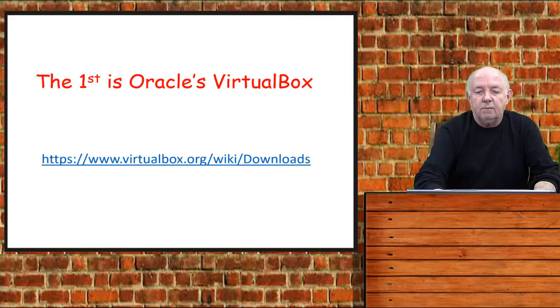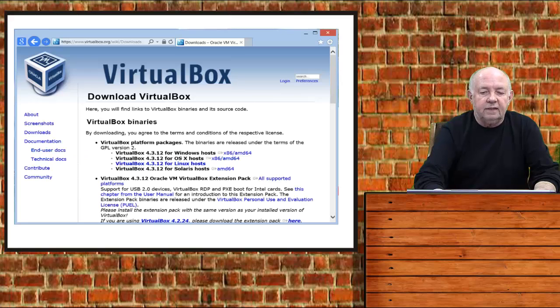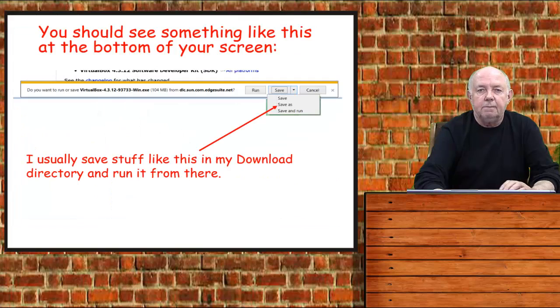The first virtualization software that we're going to talk about is Oracle's VirtualBox. I've got a link here that you can download it, and if you click on the link, it's going to take you to this site. It's Oracle's site, and we want to go to the Windows host, the top one there, and click on that and download it. That will bring up something on the bottom of your screen that looks like this, and you can choose either run, save, or cancel. I usually do a save as and save them in my download directory. That way I can always go back, and if I want to rerun it, or take it off and put it back on again, uninstall it and reinstall it, I have that copy there.